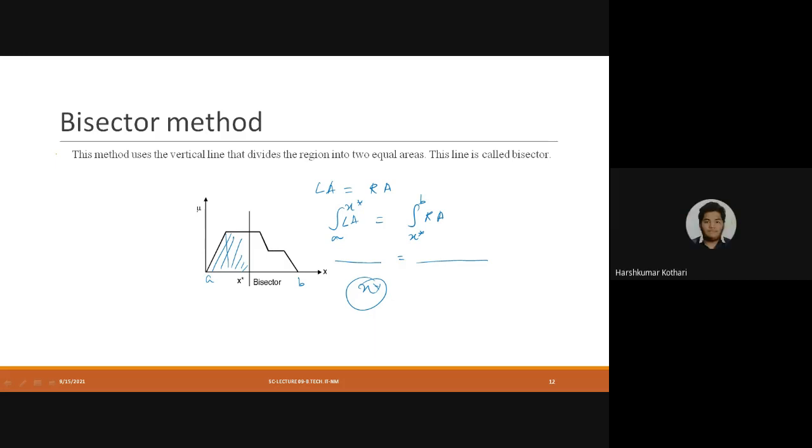Ma'am, but in this case, how will we know what area we have to consider on the left and what we have to consider on the right? Because we have to write the equations, no?